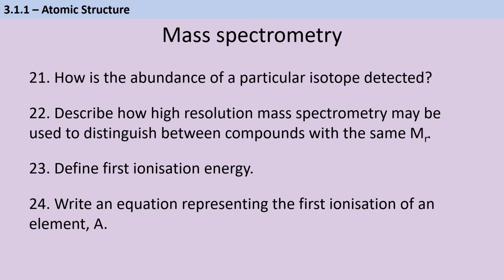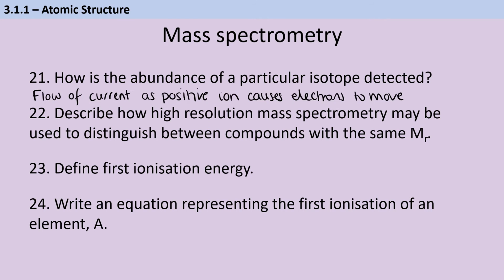When the positive ions reach the negative plate where they're detected, their positive charge is going to cause the negative electrons to move to join them, and that causes a current to flow. And the size of that current can be used to determine the abundance of a particular isotope with a particular mass.